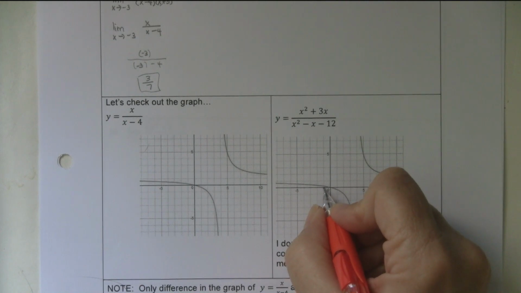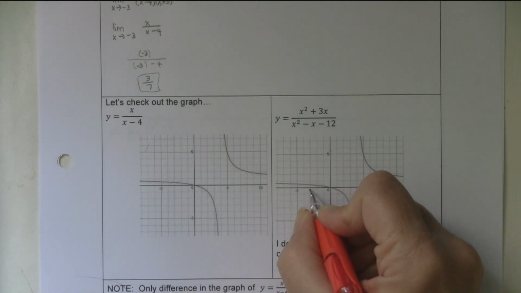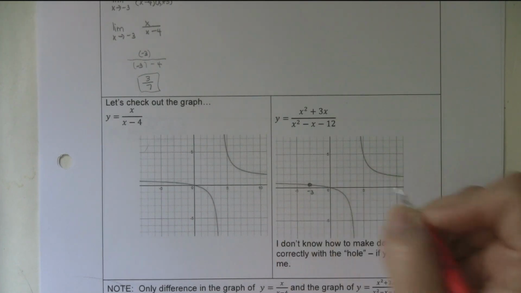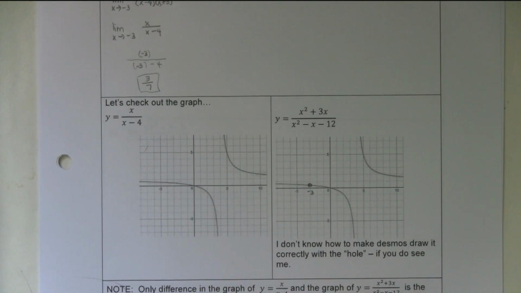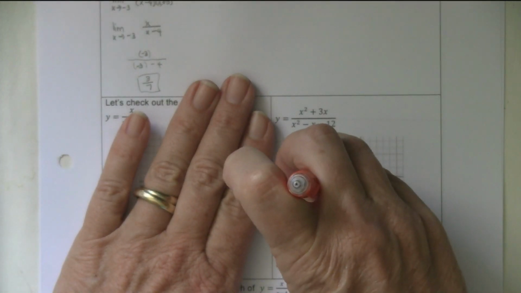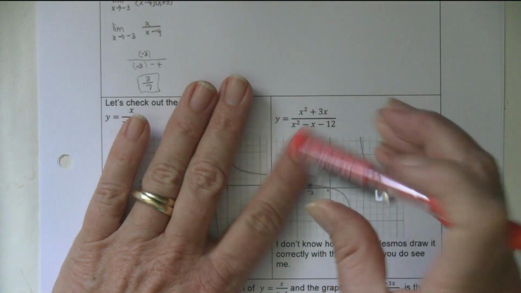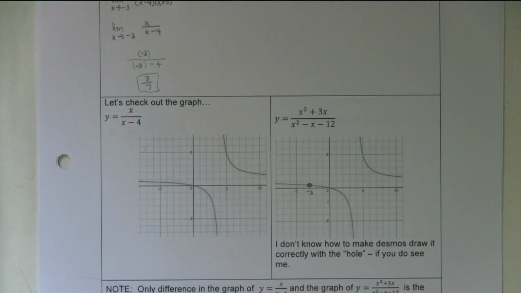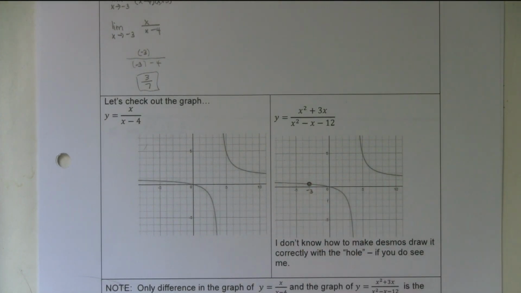So right here, at negative 1, negative 2, negative 3, there should have been a little hole in the graph right there. One of my students from last semester told me how I can make a little hole in the graph on Desmos, and I need to go and do that. You might send me how to do it too, but I do want you to know that there's a hole there, and we're putting it in.